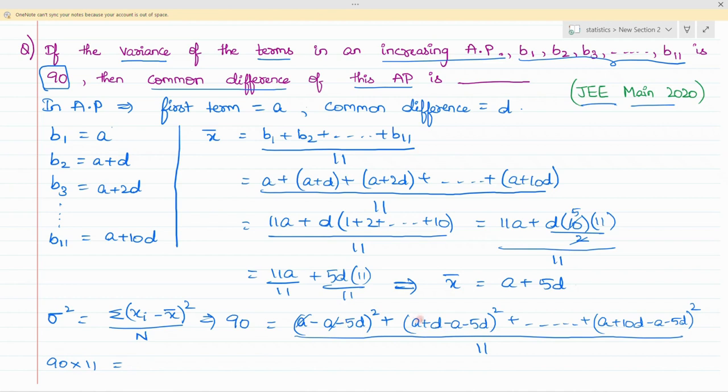A gets cancelled everywhere, so it becomes 5D whole square, that is 5 square, that is 25D square, plus D minus 5D, that is 16D square, so on, and in between you'll also get a 0. In between again the sequence repeats, like D square plus D square, so on till last 25D square.